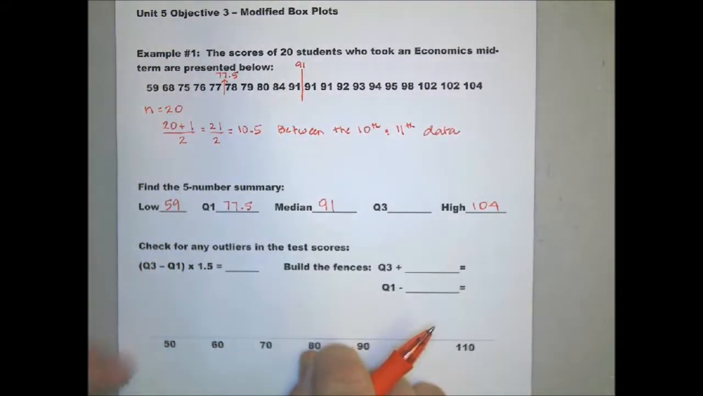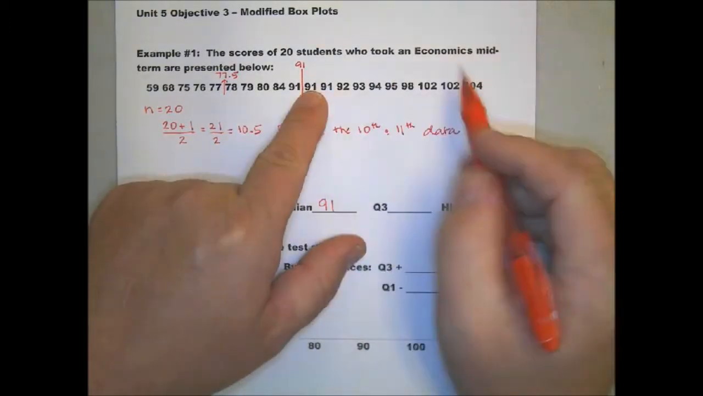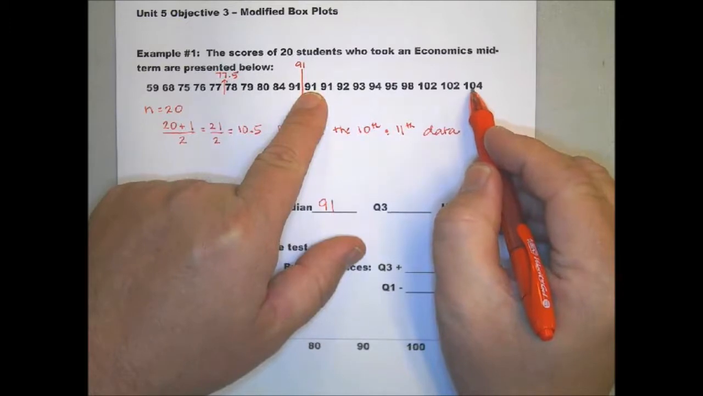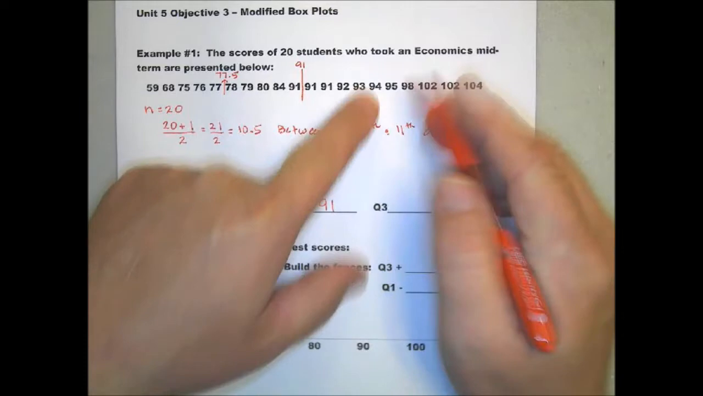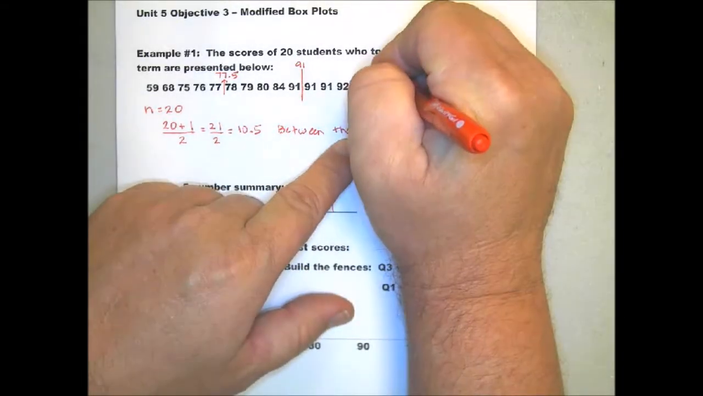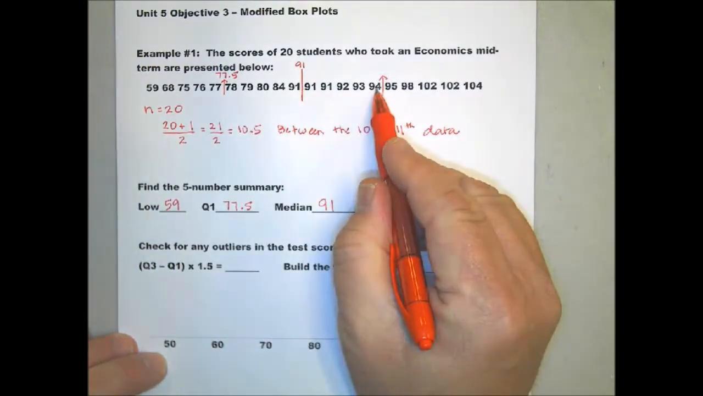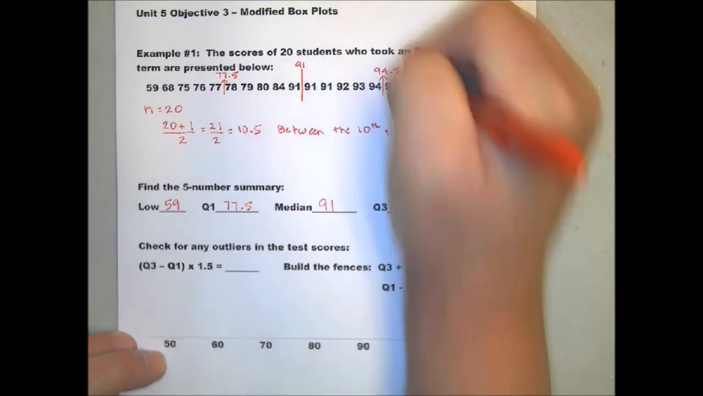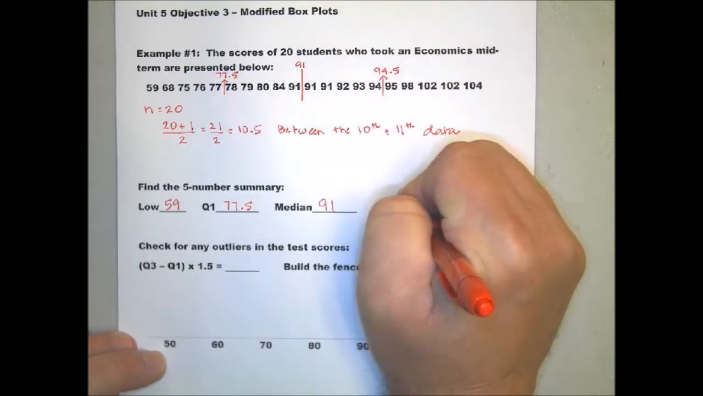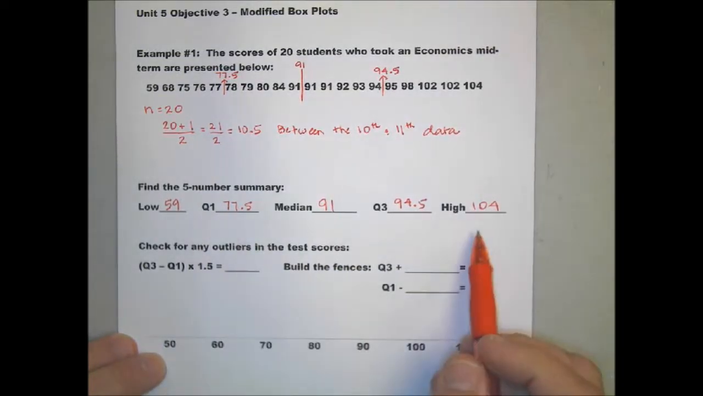Now, we're going to do the exact same thing for the upper half of the data. We're going to start with this 91 right here and 104, and we're going to work our way in. And we're going to find that the median is between these two numbers. And what's between 94 and 95? Well, 94.5. So that's what we call our 5-number summary.